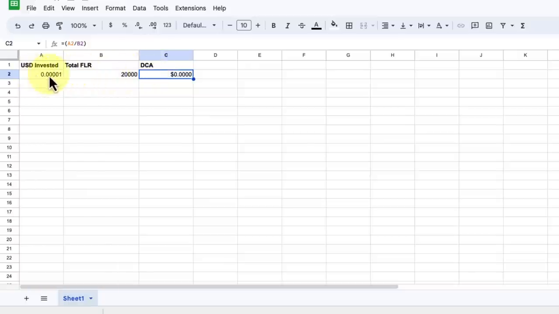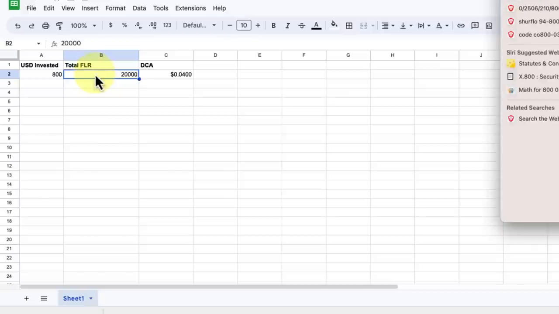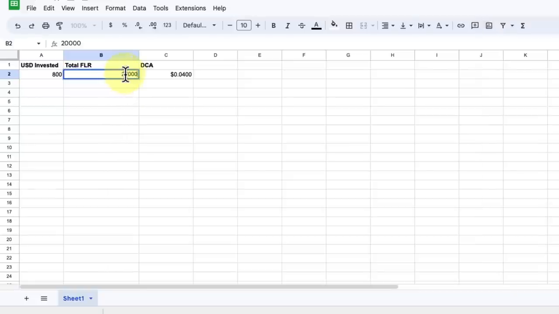But now let's say you want to buy another, the price is at 3 cents, and you want to buy another $800 worth. So you change your USD to $800. And at 3 cents, what would $800 get you? You can just do the math here. So 800 divided by 0.03 will get you around 26 more thousand, 666. So now you'd have 46,666 Flare tokens for $800.